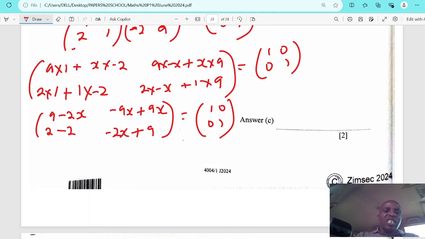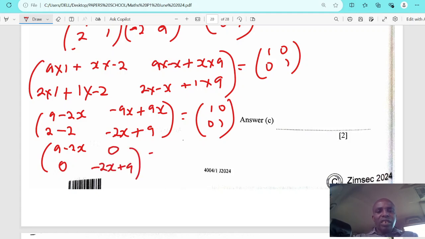Right. Now let's simplify further. Here you get 9 minus 2x. Here you get 0. Here you get 0. Here you get minus 2x plus 9. Then it is equal to 1, 0, 0, 1. Right. Now you equate. You equate the corresponding values. 9 minus 2x must be equal to 1.